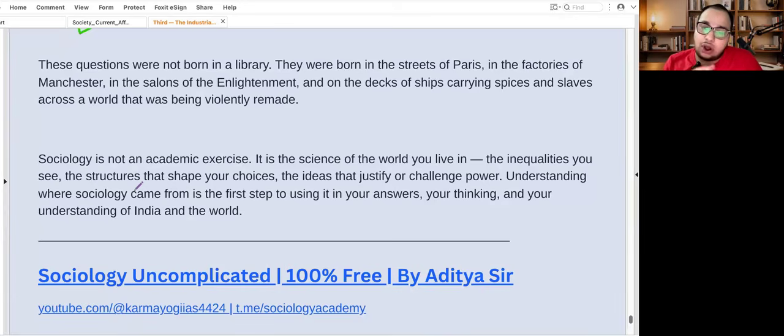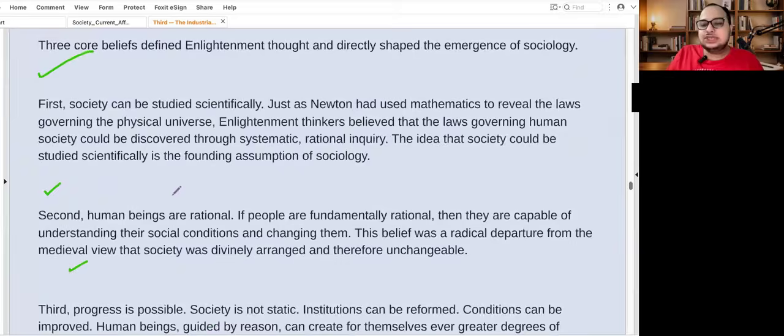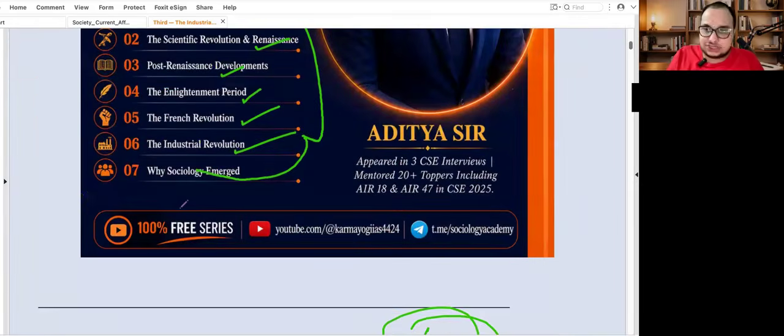All these changes were sort of positive changes, but they brought a crisis because old social realities were giving way to new social realities, and thus society was going through a complete upheaval. Thus, sociology emerged from all these revolutions.